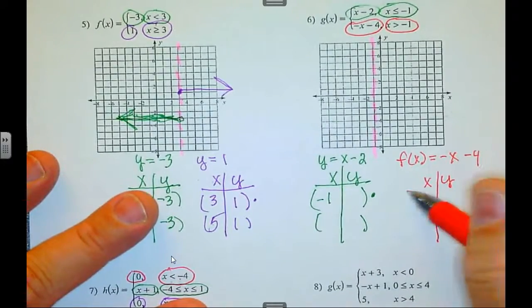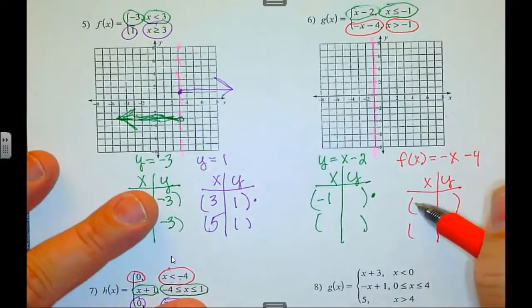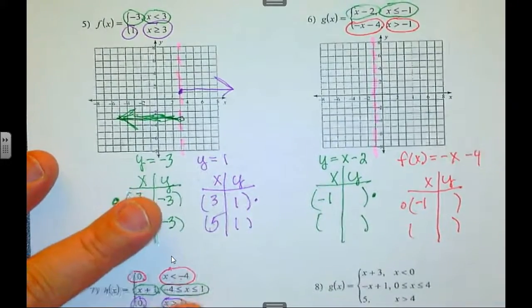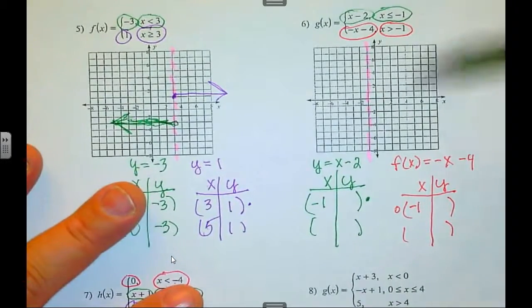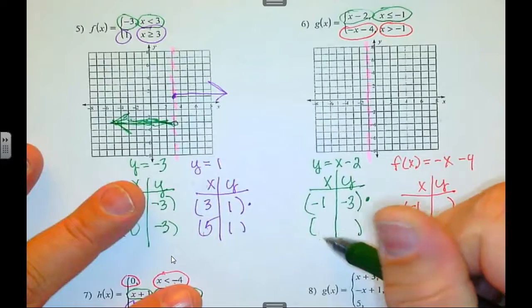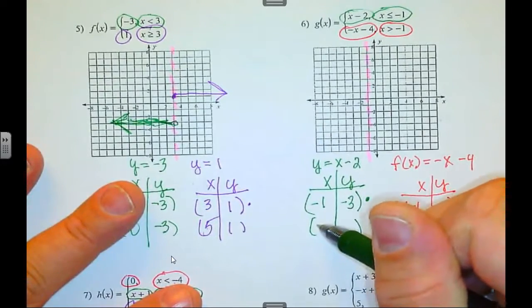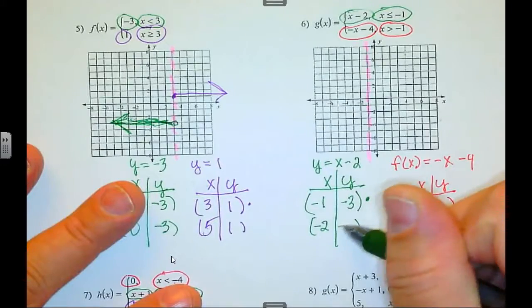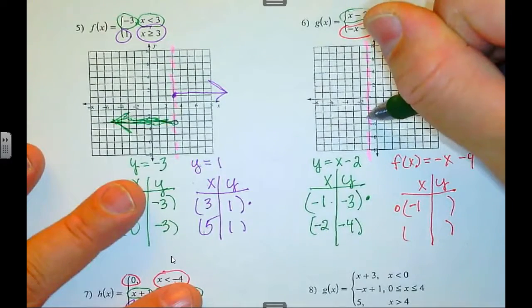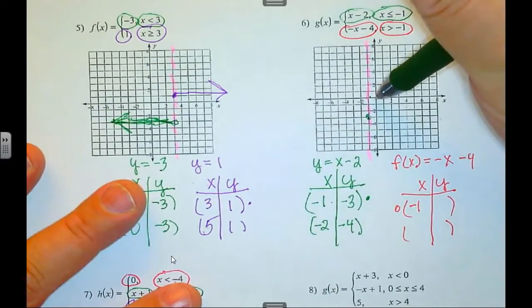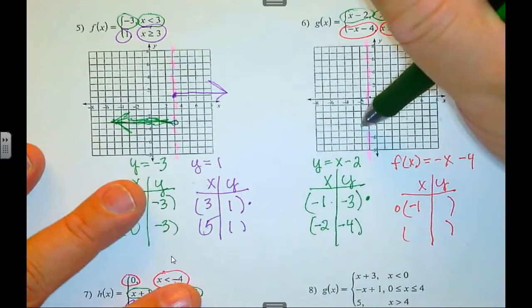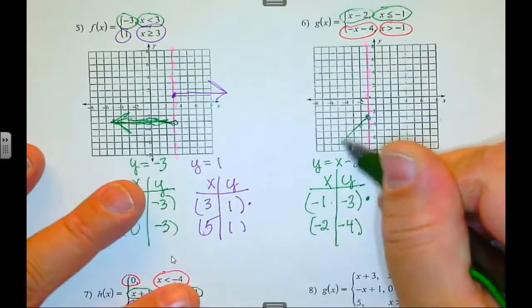XY, 2 points. This one has to be negative 1, and it's an open circle. Okay. Let's see, negative 1 minus 2 is negative 3. Something less than, I'm going to use something a little farther away. How about negative 2? Negative 2 minus 4... negative 2 minus 2 is negative 4. So I have negative 1, negative 3, closed circle. And then I've got negative 2, negative 4. Another point. Here's my line.